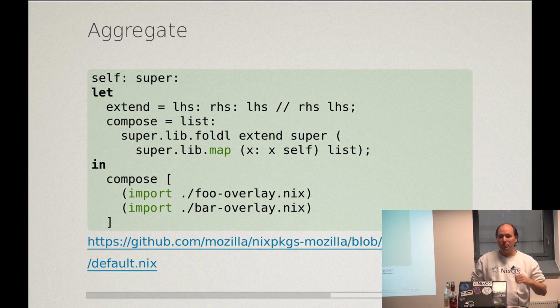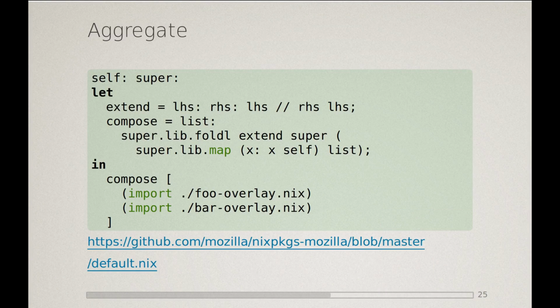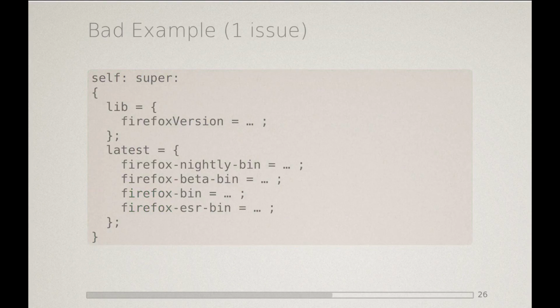So here we can almost take the previous example and make that into, hey, I have this overlay which takes self and super, and composes all other overlays which are in the same directory, such as foo.overlay.nix and bar.overlay.nix. And that's really great, and we have a similar example in Nix packages Mozilla. So let's see if you can spot the issue here, now that you know how it works.